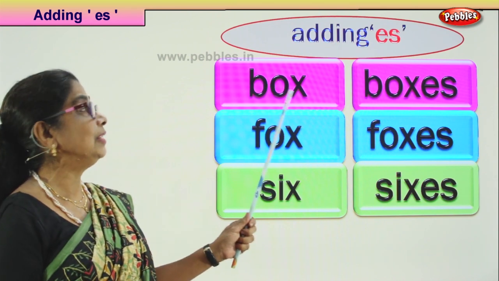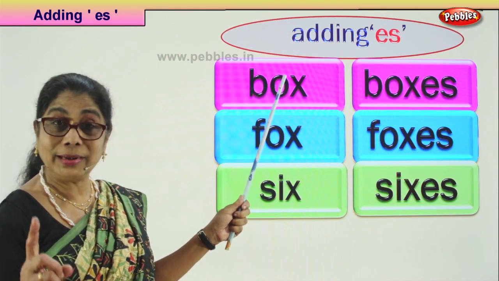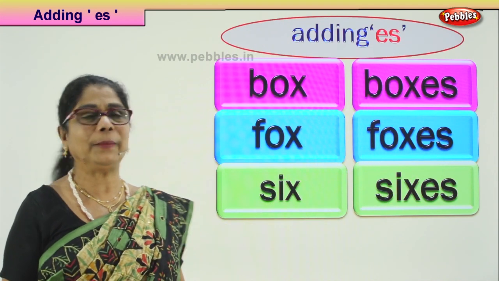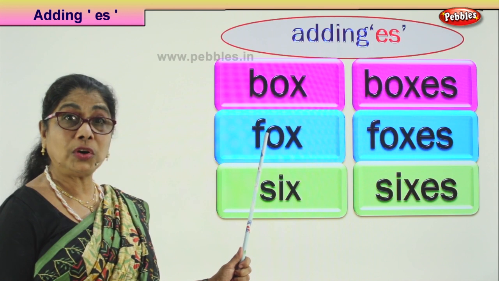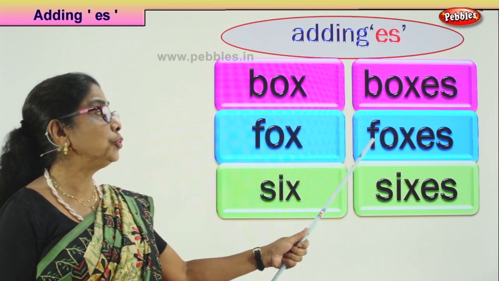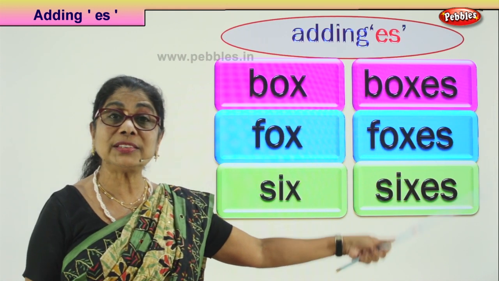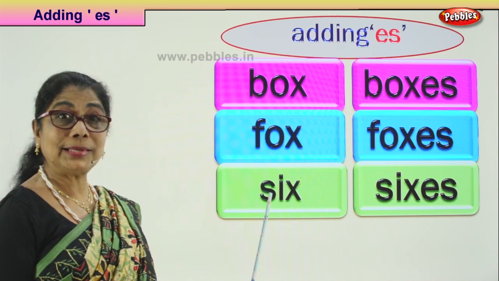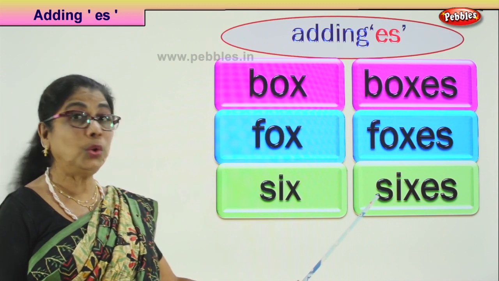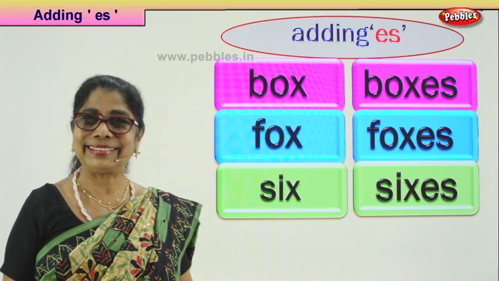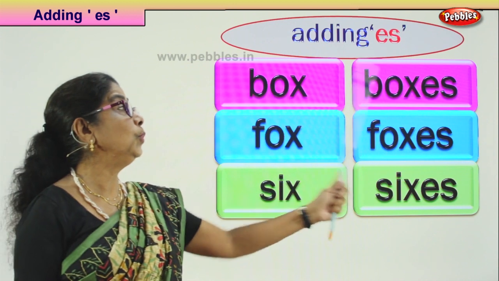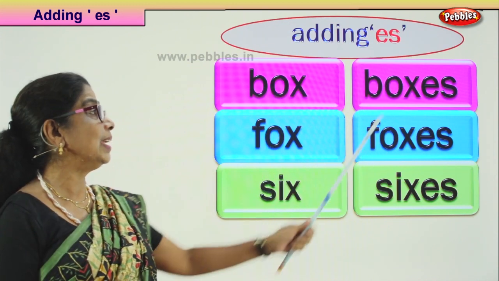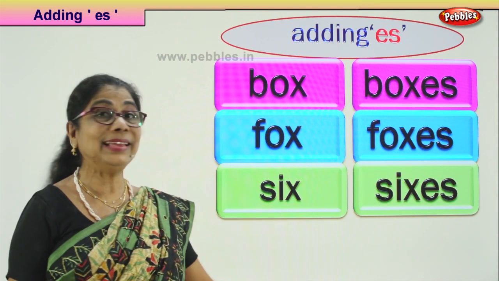Okay? Let's read. Box. One box, two boxes, plural. One fox, singular. Two or more foxes. One six, more sixes. So to form the plural for the singular form of box, fox and six, we add es.